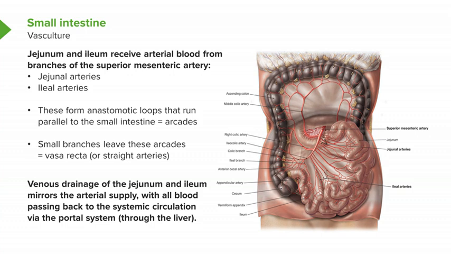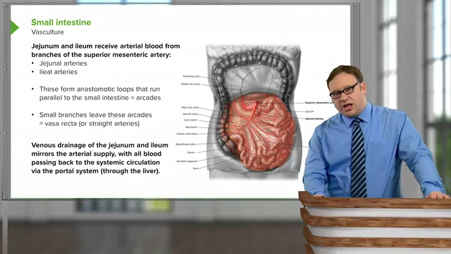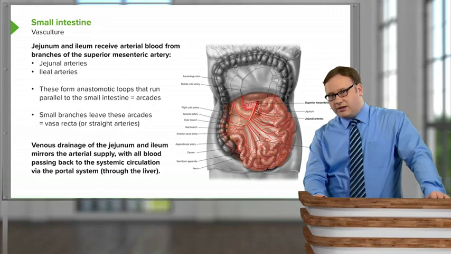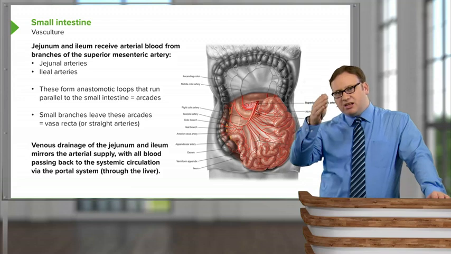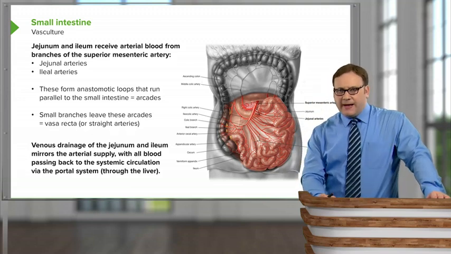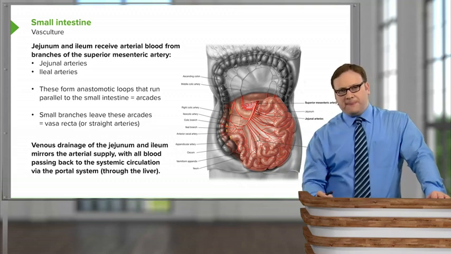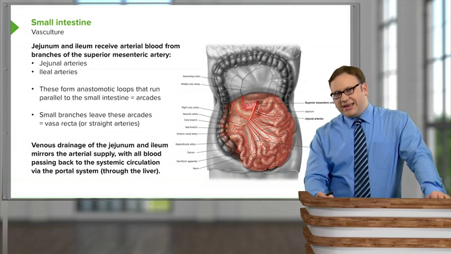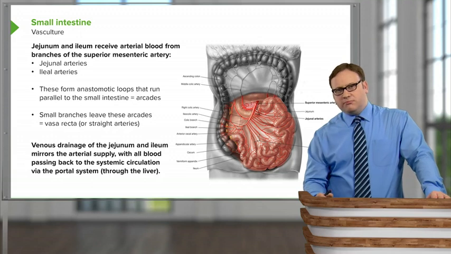And what it does, it gives rise to a whole series of blood vessels called the jejunal and the ileal arteries. The jejunal arteries, as you'd expect, supply the jejunum, and the ileal arteries supply the ileum. Now, obviously, with there being a transition from jejunum to ileum, there's going to be a transition of jejunal arteries and ileal arteries. And what these do is these blood vessels run up through the mesentery. So the mesentery that's suspending the small intestine, these blood vessels run up through the mesentery.